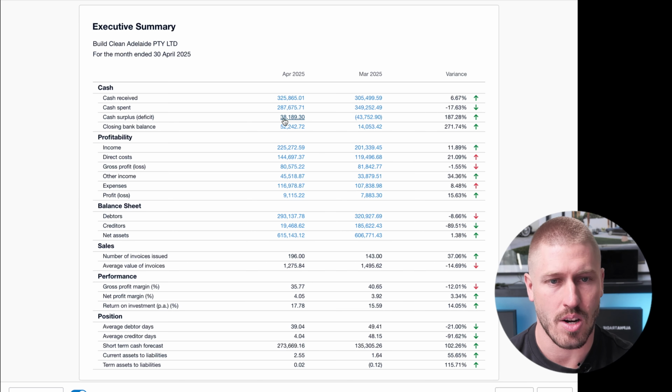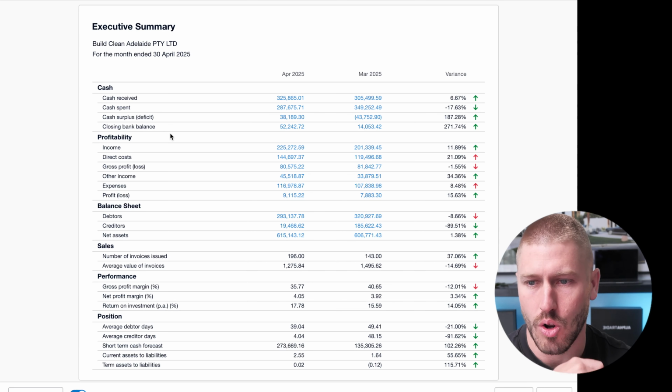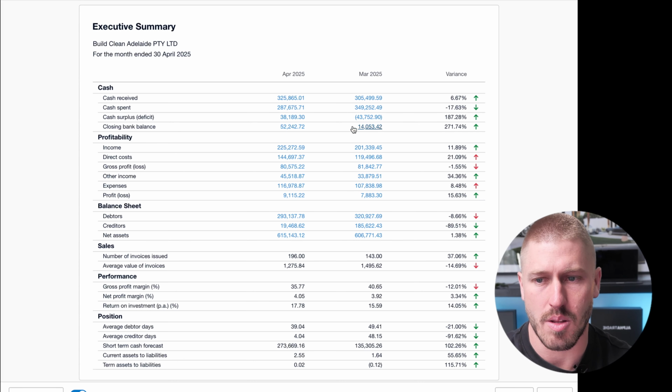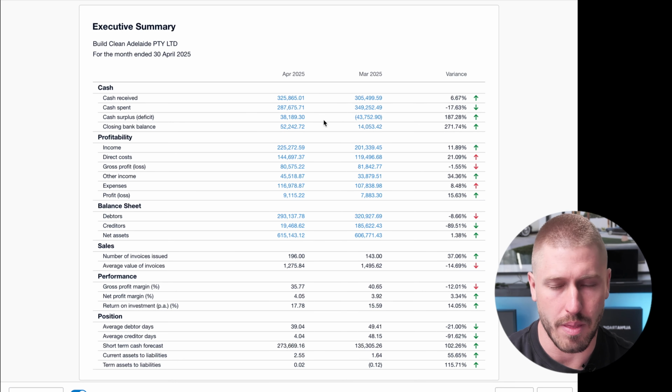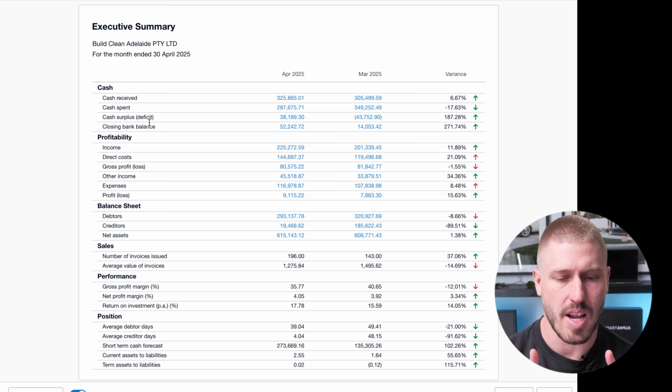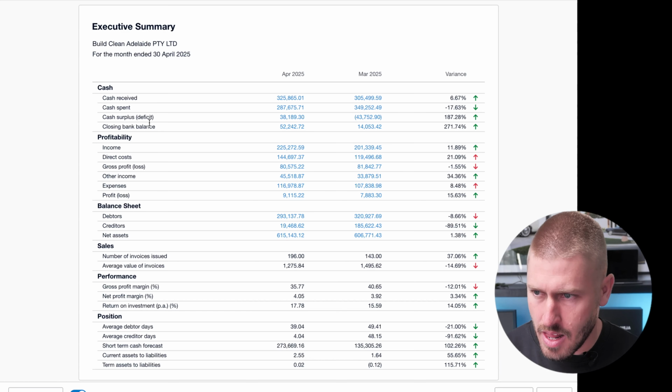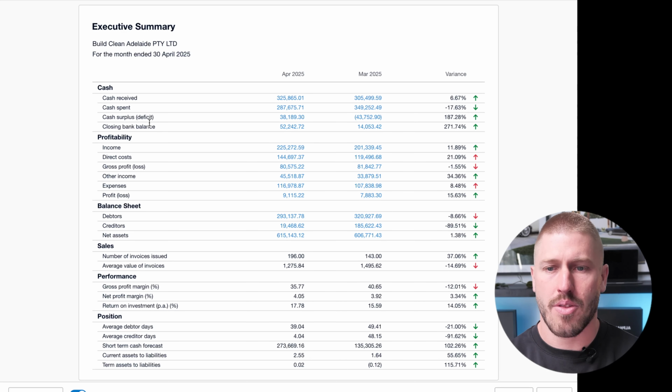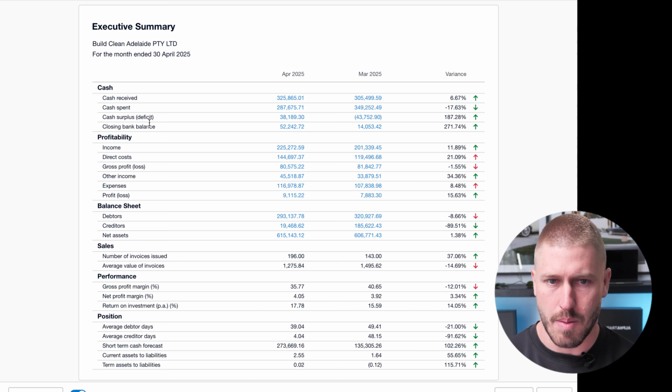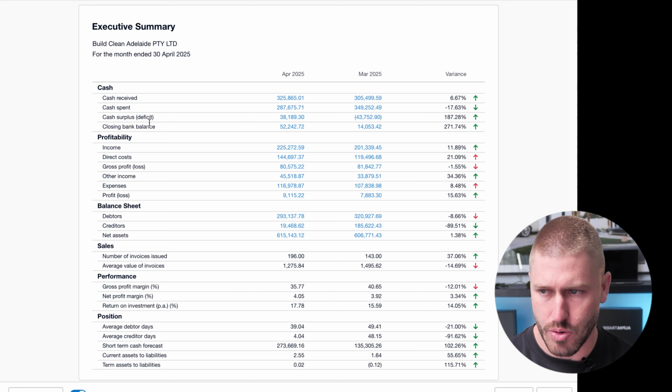So that's the first area that I really look at, and our closing bank balance. How much is left in the bank account at the end of the month? That is a little snapshot into how to understand how the cash flow is moving through the company, how cash and money moves through the business.